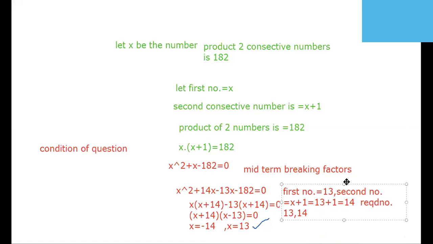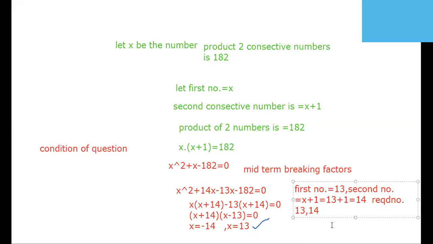So the two required numbers are actually 13 and 14. Once you take their product, you will get 182. So this is the requirement of the first part.